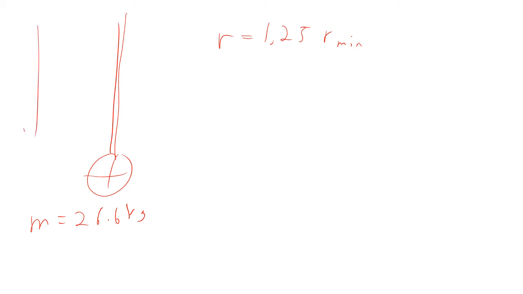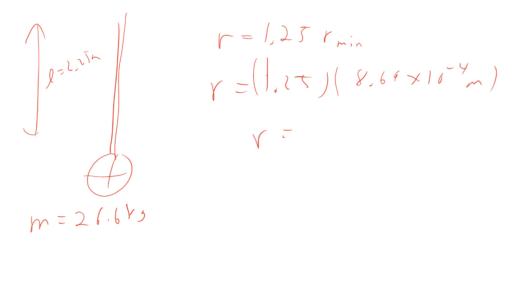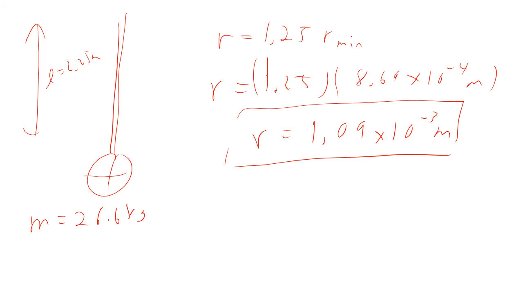And so let's say that L is 2.25 meters. So that means that r is going to be 1.25 times the 8.69 times 10 to the minus 4 meters. So r is going to be 1.09 times 10 to the minus 3 meters. So that means that effectively we've got a 2.2 millimeter diameter wire. It's a pretty heavy wire.